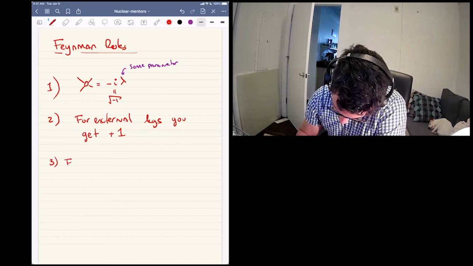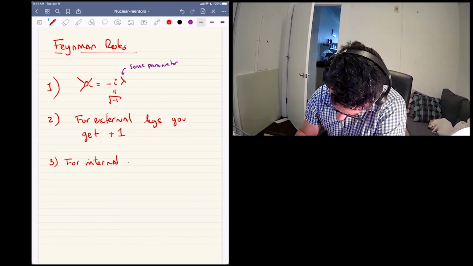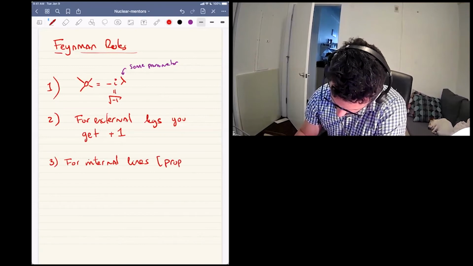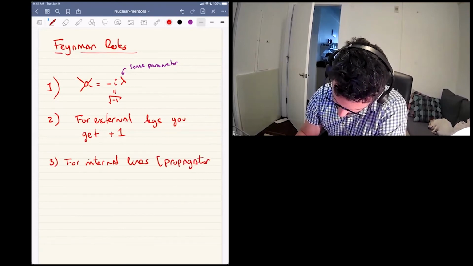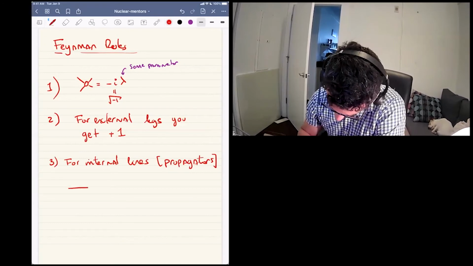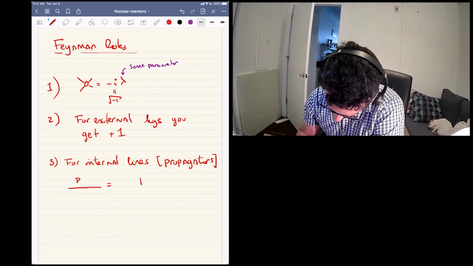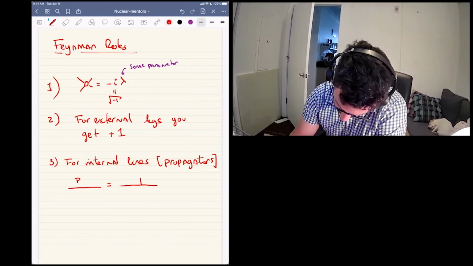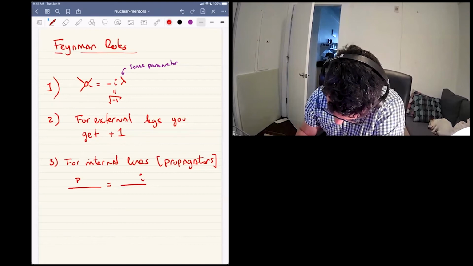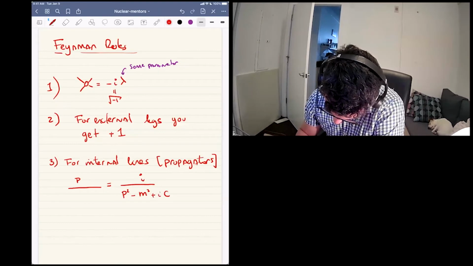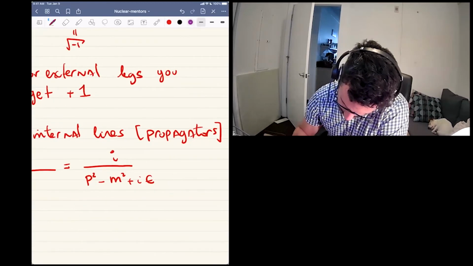For internal lines, these are called propagators because they're telling you that particles are propagating. Okay, if this has some momentum, some forward momentum p, this is equal to i over p squared minus m squared plus i epsilon. I'll come back to this epsilon, okay?